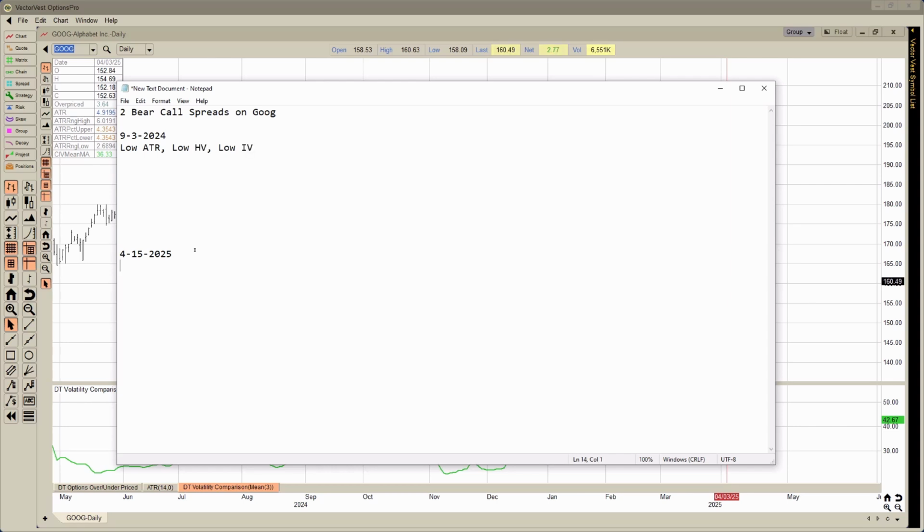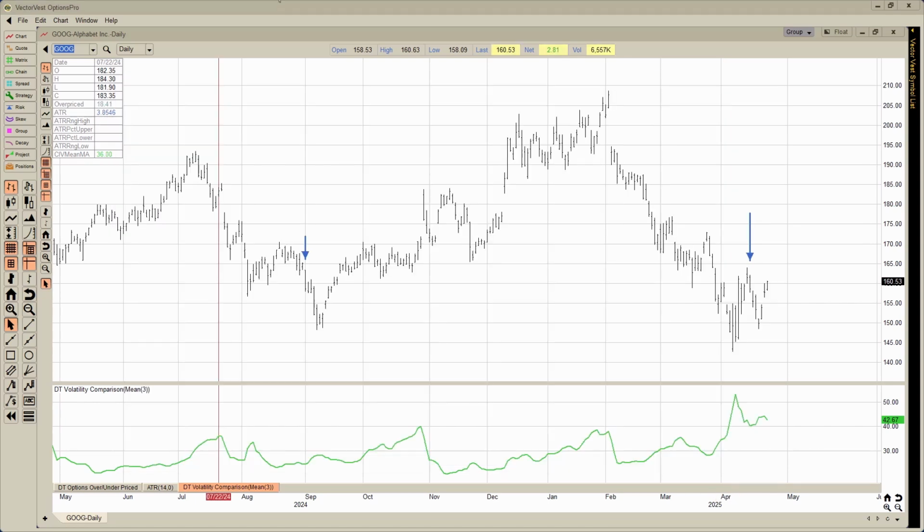Now on 4/15, you have high ATR, you have higher historical volatility for sure, and then a high implied volatility as well. So let's take a look. What we're going to do is start by putting a trade together back on September 3rd. So what I want to do typically on September 3rd or even on 4/15 is look for an option that has a probability somewhere in the under 40% range.